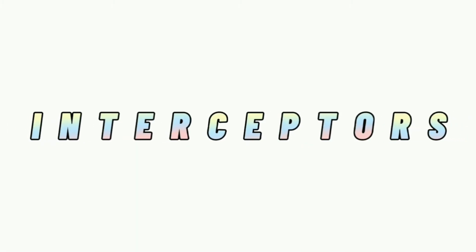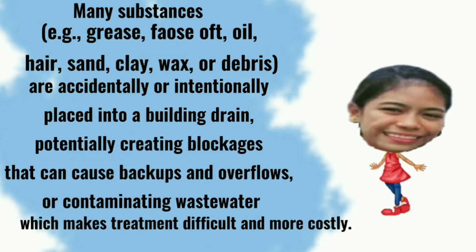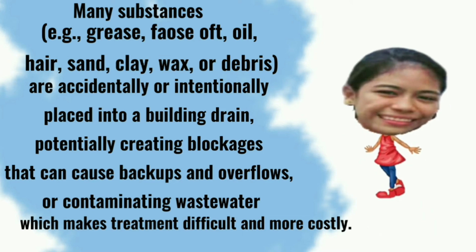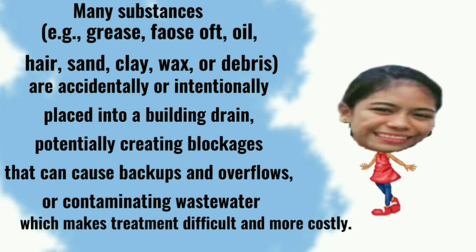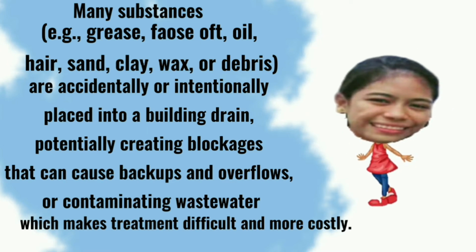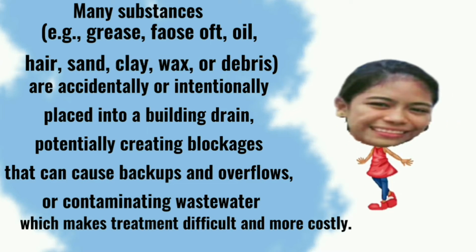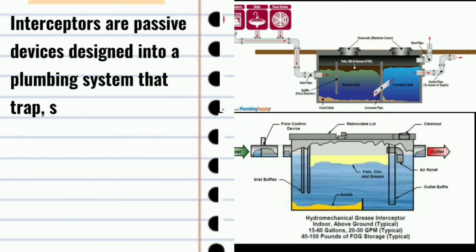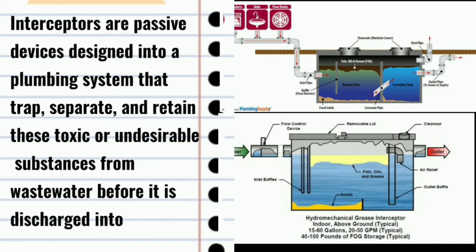Number 2. Interceptors. Many substances like grease, fats, oil, hair, sand, clay, wax, or debris are accidentally or intentionally placed into a building drain, potentially creating blockages that can cause backups and overflows or contaminating wastewater, which makes treatment difficult and more costly. Interceptors are passive devices designed into a plumbing system that trap, separate, and retain these toxic or undesirable substances from wastewater before it is discharged into the sewer line.